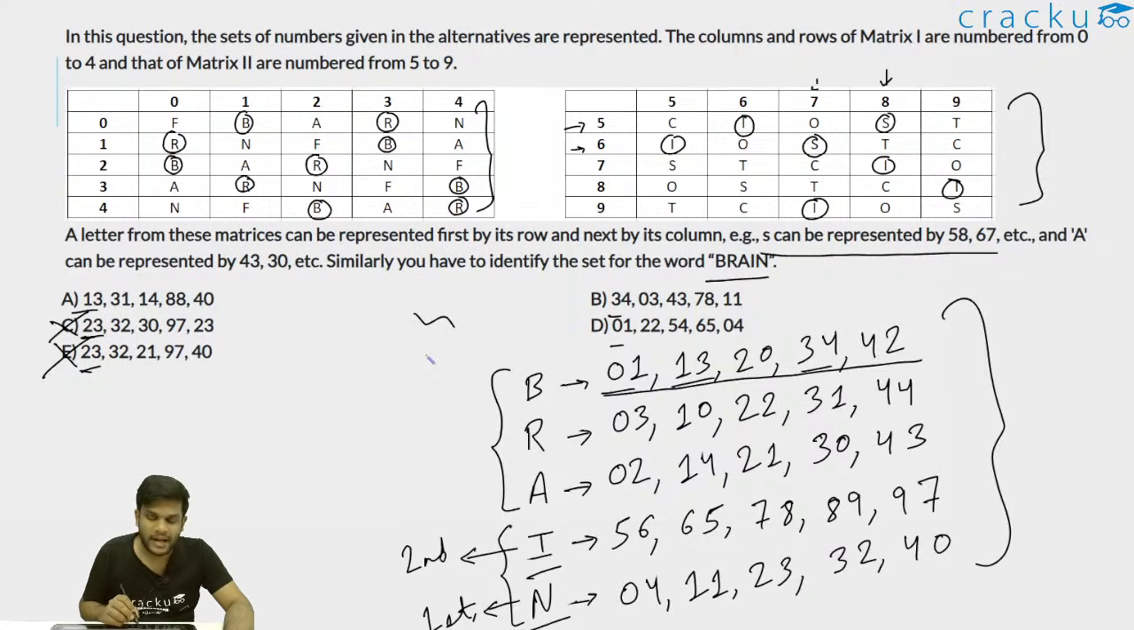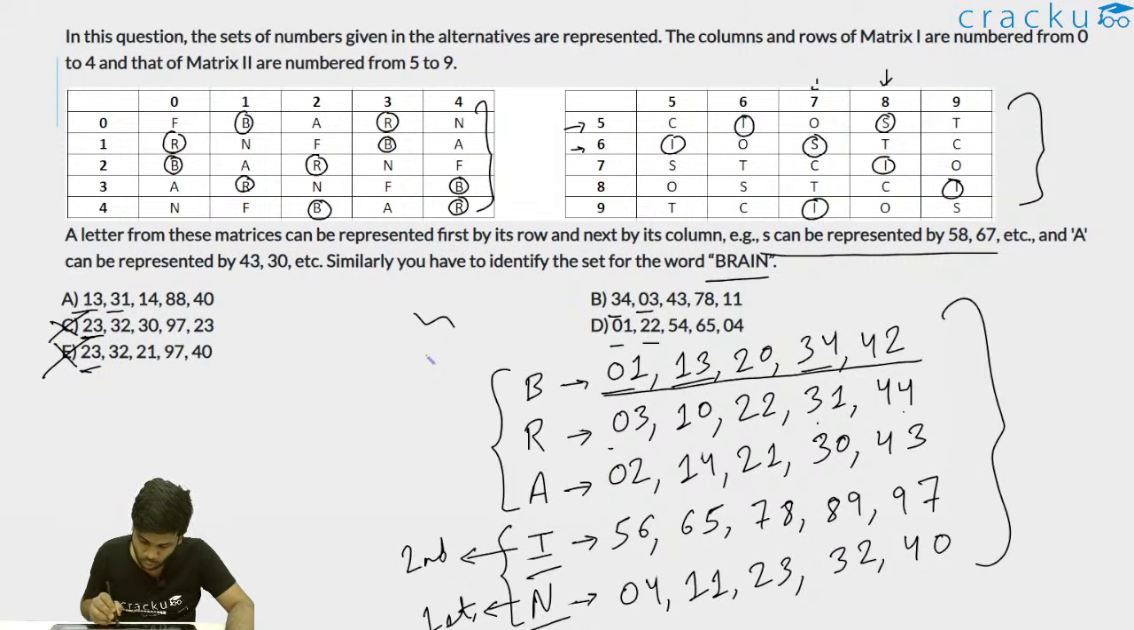Now let's look at the R. So R is 3, 10, 22, 31 and 44. Here it is 31, here it is 3, here it is 22. All three numbers are there. So we will move forward to A.